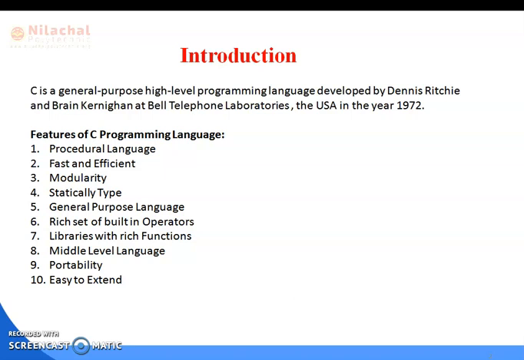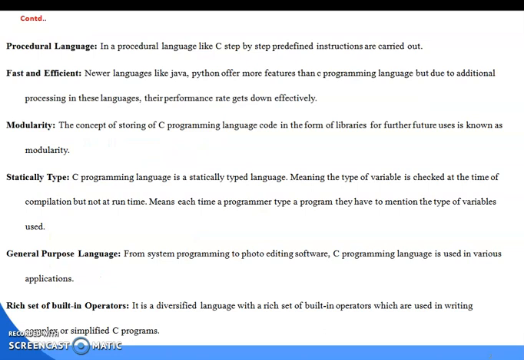First is a procedural language, fast and efficient, modularity, statically typed, general purpose language, rich set of built-in operators, libraries with rich functions, middle level language, portability, easy to extend. So these are the features of C programming language. First, coming to the procedural language.